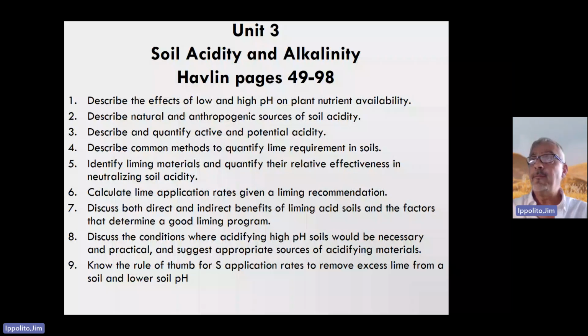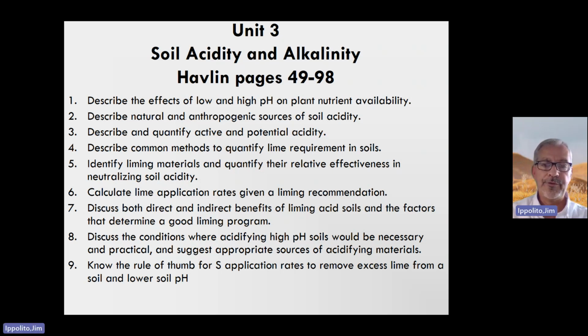All right, let's continue our journey in soil fertility, focusing on Unit 3, where we're going to touch on soil acidity and alkalinity. And there's 9 objectives. This is a relatively big unit because pH, or acidity and alkalinity, play a major role in nutrient availability, either directly or indirectly. And so you see 9 objectives.